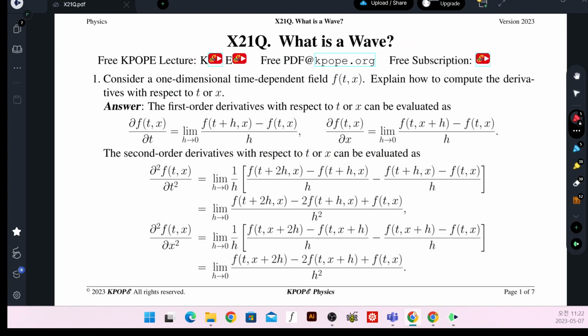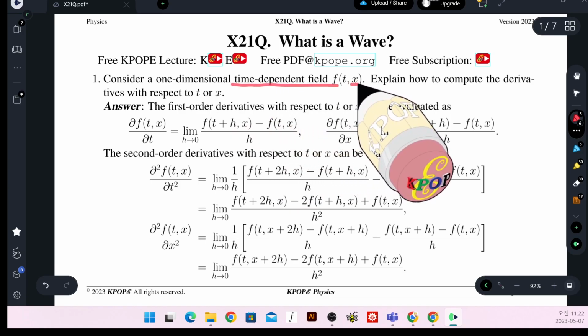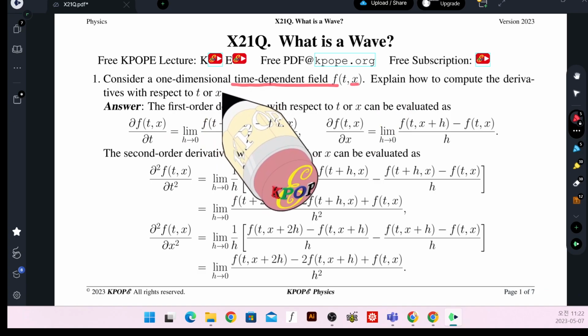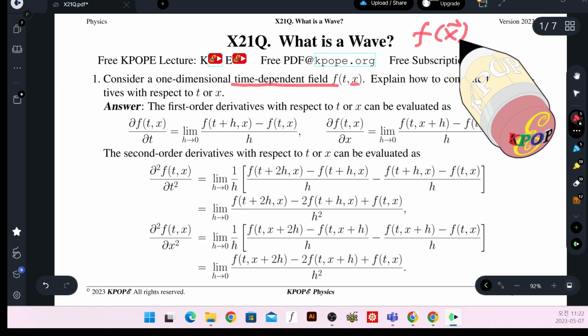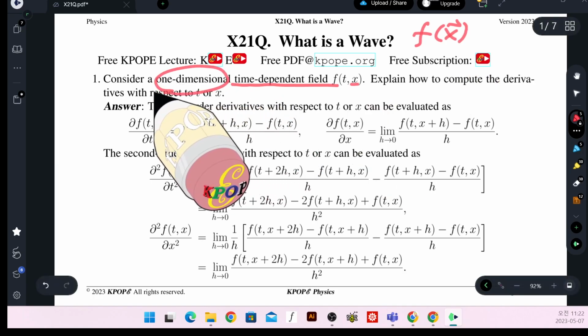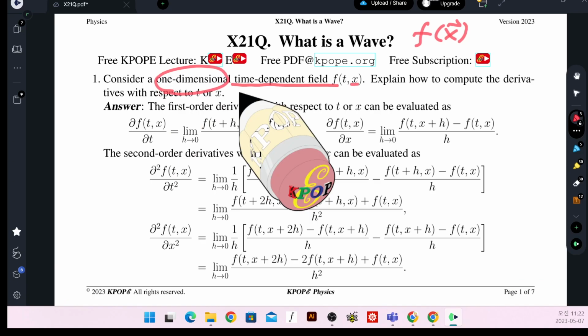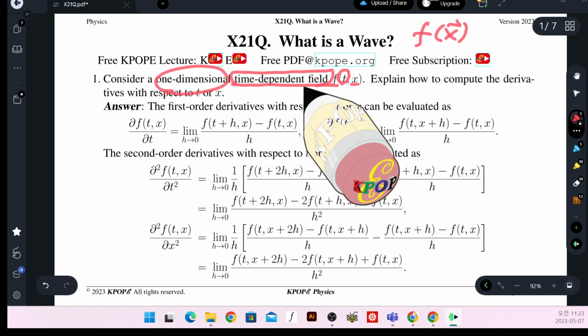Okay, let's begin with the X21Q. What is a wave? We consider a time-dependent field. A field is a function of a position, and this is a one-dimensional case. In the three-dimensional case, the field is a function of a position vector in general. To simplify our analysis, we first consider the one-dimensional case, and if it also depends on time, we say it is a time-dependent field.